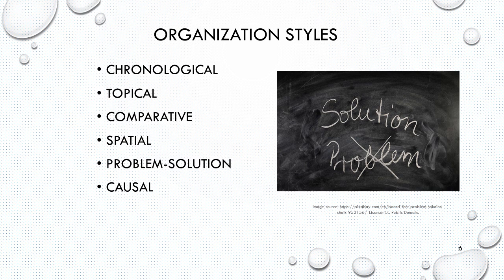And then the causal pattern is sort of like the problem solution, although a little bit different. There's one thing that causes another thing. Because of A, therefore B. So it's basically sort of like the first item causes the second item to happen.